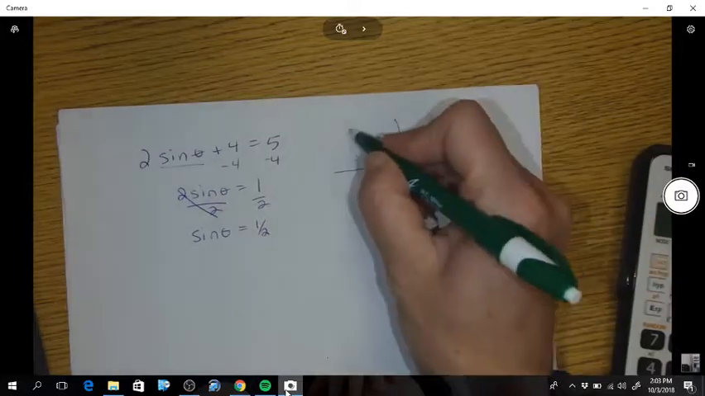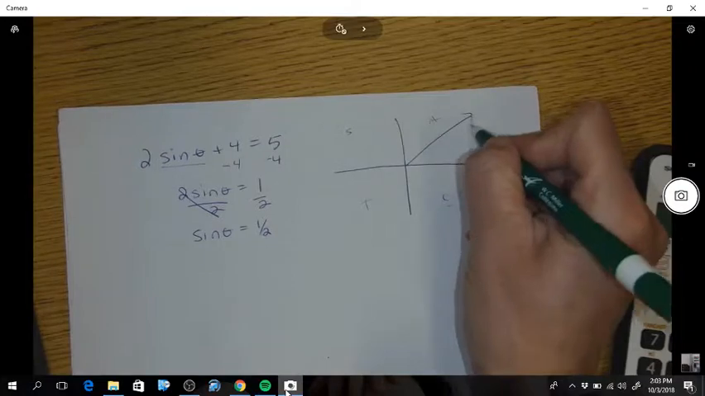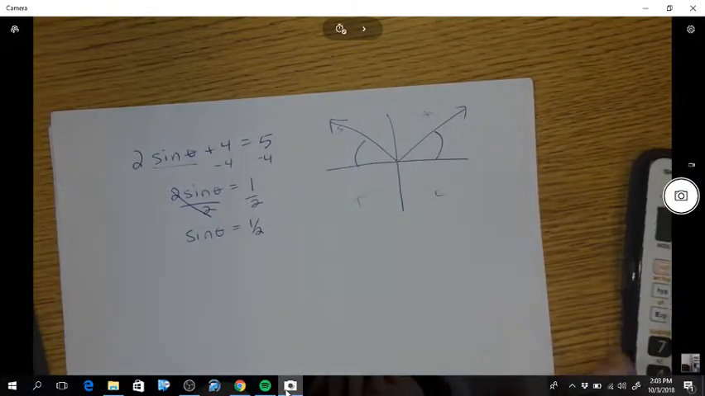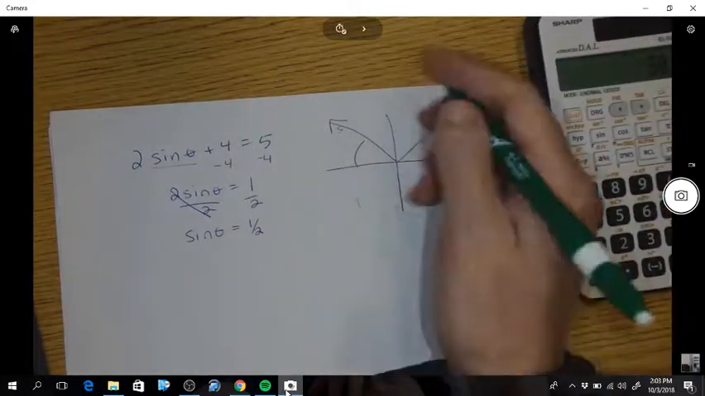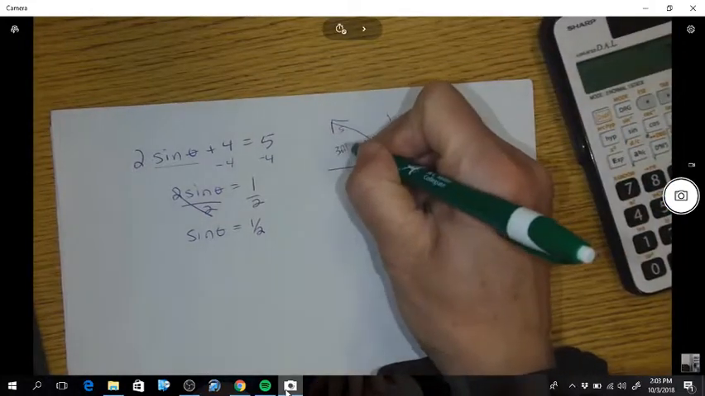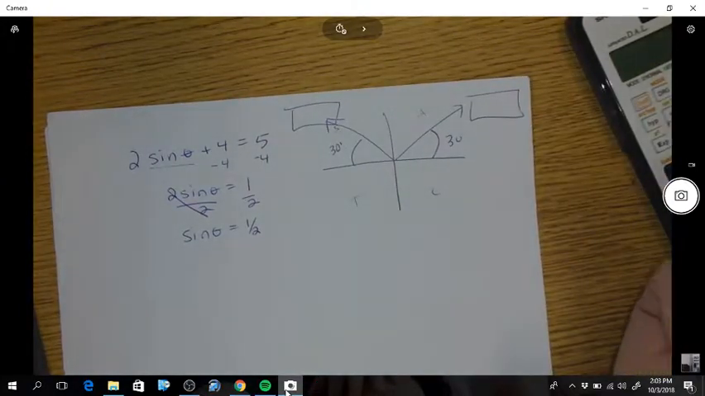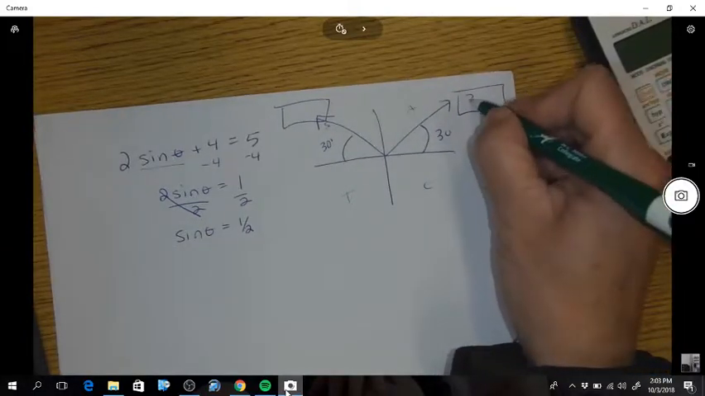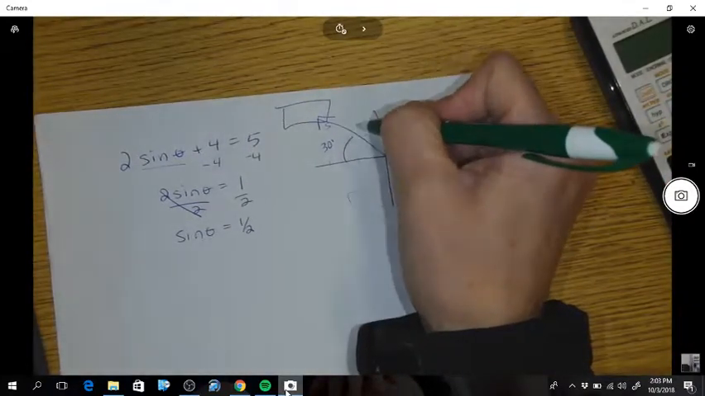Okay, ASTC. Sine is positive, so that is in quadrants 1 and 2. Here's my x-axis. Sine inverse of a half is 30 degrees. So where do these angles end up in position? From here it's 0 and you're bigger than 0 by 30 degrees. Here from 180 you're smaller by 30 degrees.